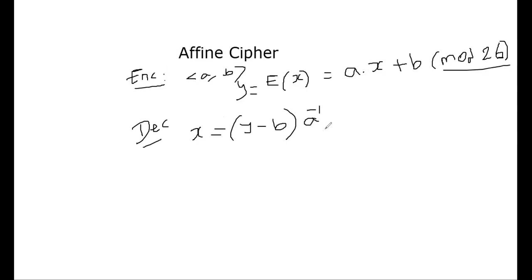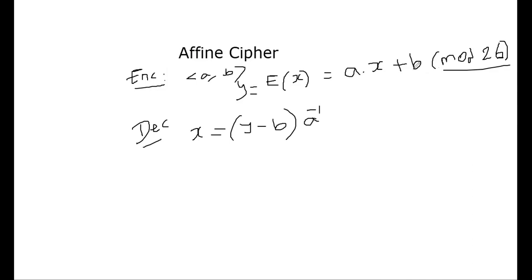Structurally, it's very, very similar to the Caesar cipher. If we put A to be 1, then you have your Caesar cipher, because in the Caesar cipher, all the input digits or characters are shifted by a fixed amount, B positions. Here we are multiplying it by A and adding B.